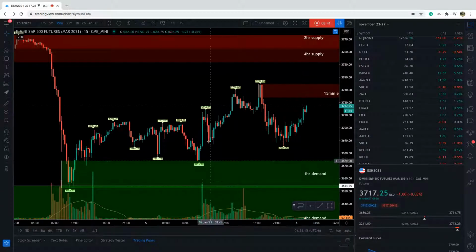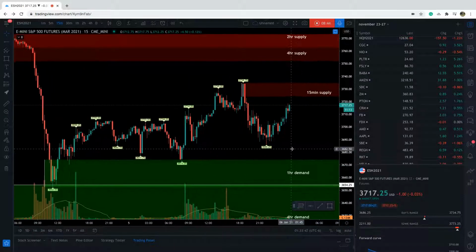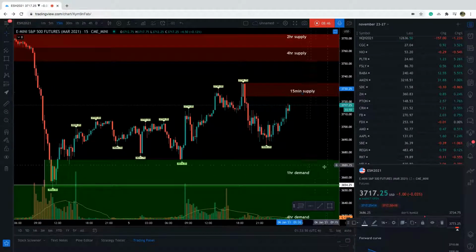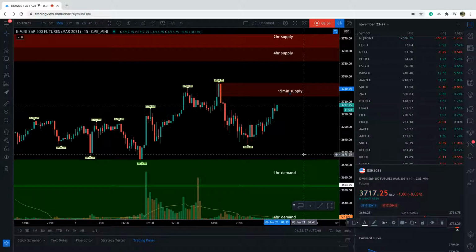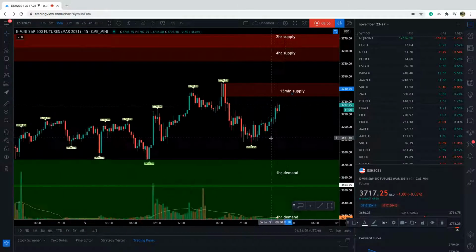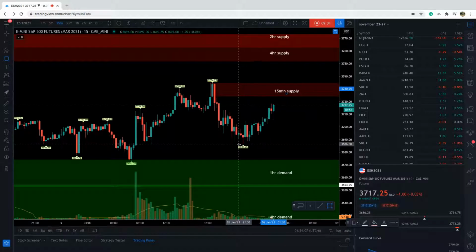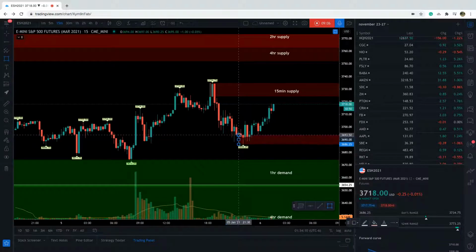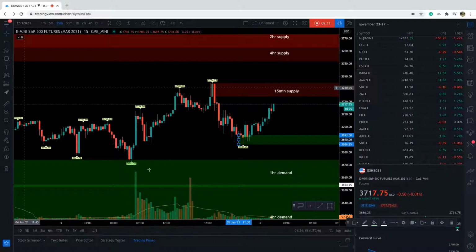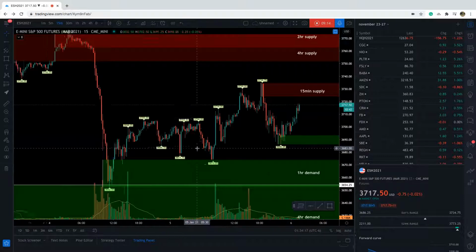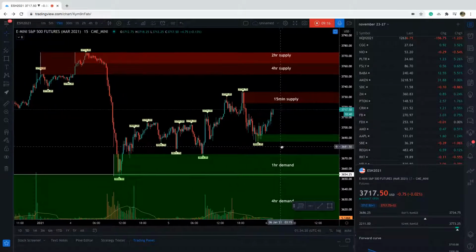This is now a used zone, as we've already tagged it. A used zone is weaker than a fresh zone, as there are fewer buy orders or sell orders lingering in that area. So we just wait and see how price reacts off of the next level. If you wanted to mark demand, I would say price caught some bids here, so there'd be a fresh 15-minute demand zone here. And that captures the general idea of what I'm looking for.